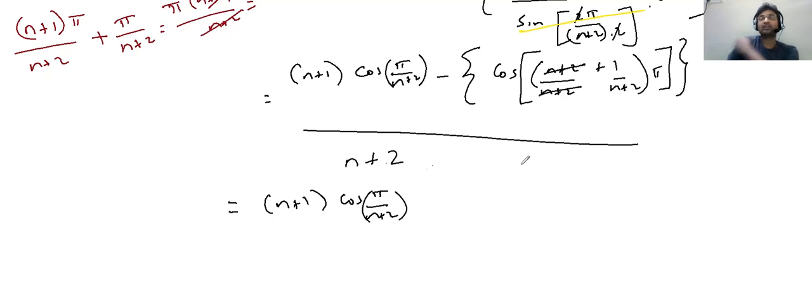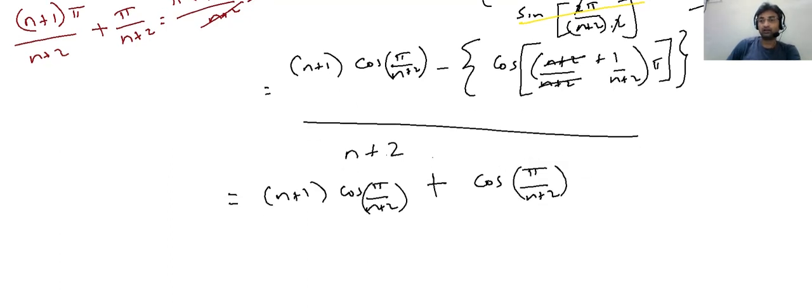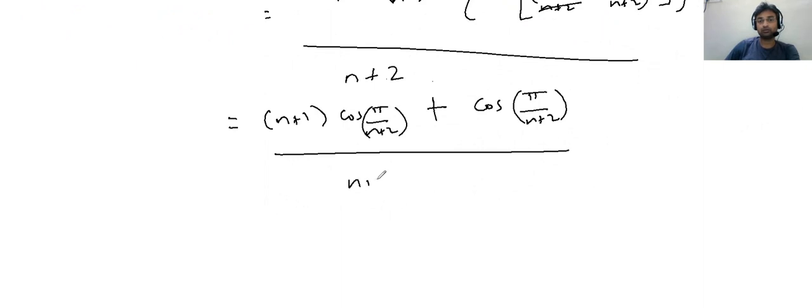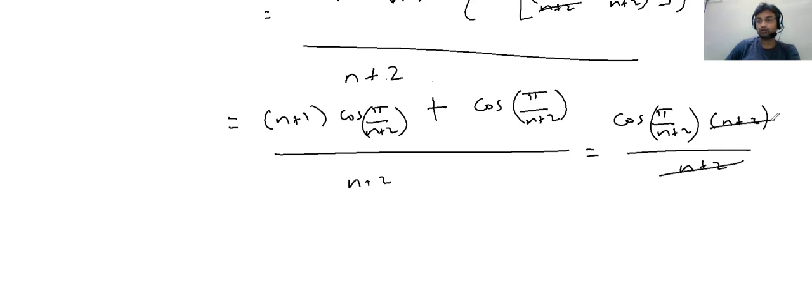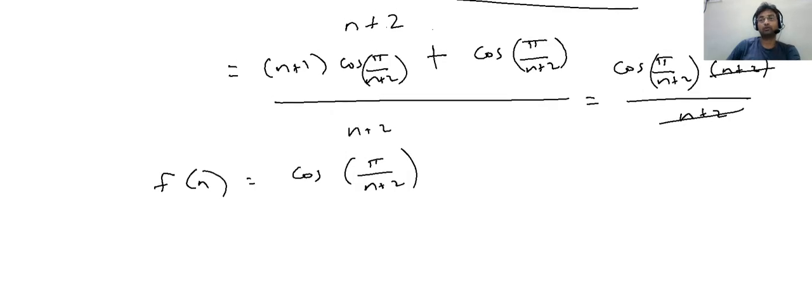So cosine of 180 degree plus theta is nothing but minus cos theta, right? So if that is the case, minus of minus again becomes plus. So I can write cosine of pi by n plus 2. Now I can take cosine of pi by n plus 2 common from the numerator. Again it's going to become n plus 2 whole divided by n plus 2. This cancels. So ultimately my f of n is equal to cosine of pi divided by n plus 2.